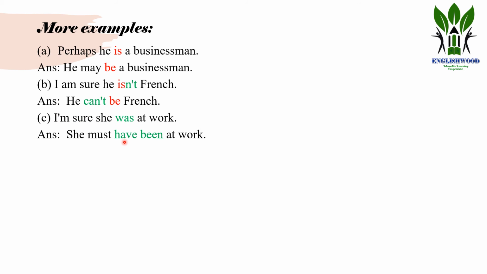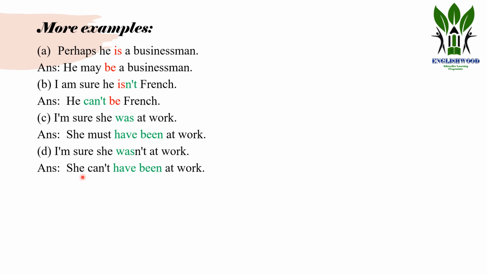Okay, was means have been. Okay, at work. All right. I'm sure she wasn't at work. She can't have been at work. Okay, so wasn't, can't. Simple.